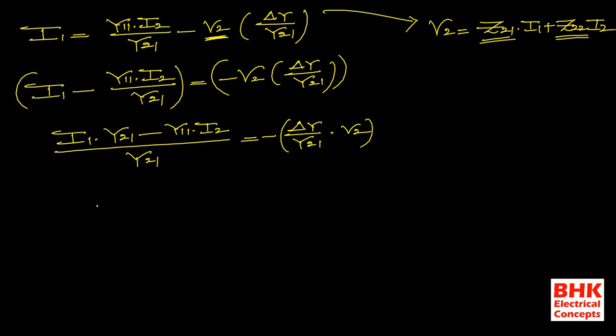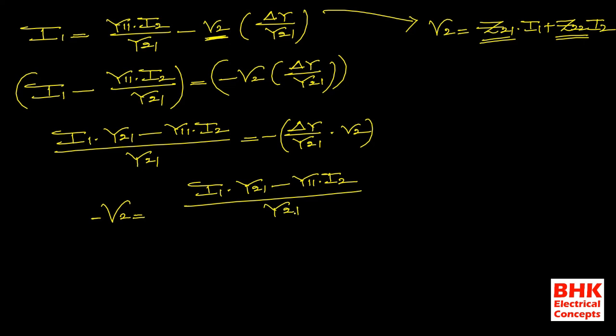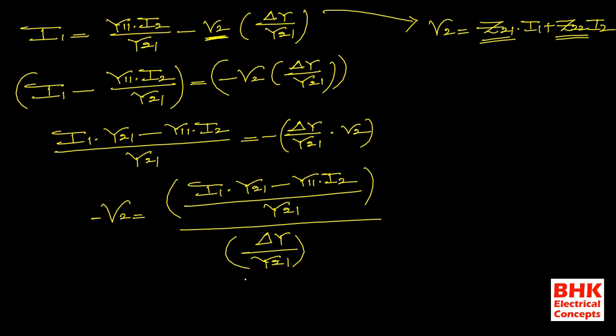Okay, now we require only this term, v2. So that is the reason why minus v2 is equal to this whole term, that is I1 into y21 minus y11 into I2 divided by y21, and whole divided by delta y divided by y21. So this is the numerator term and this is the denominator term.